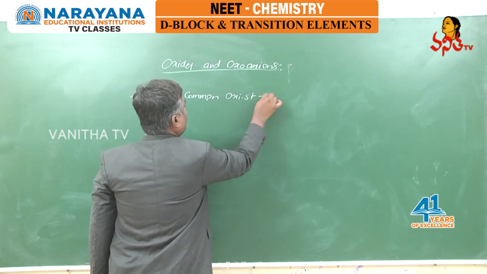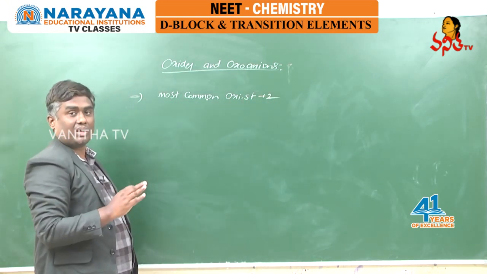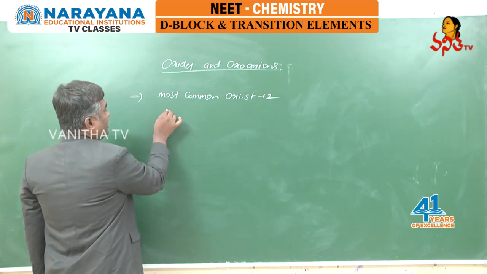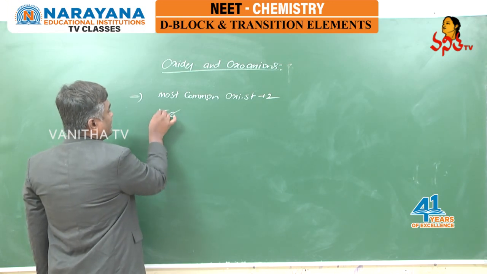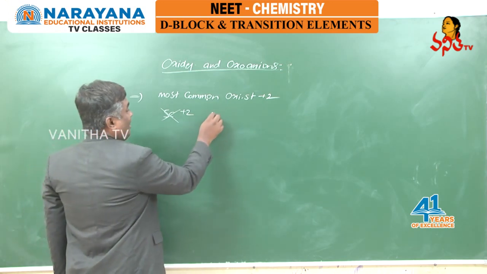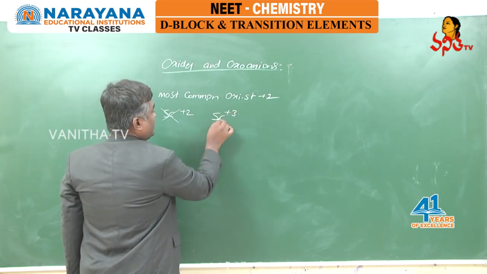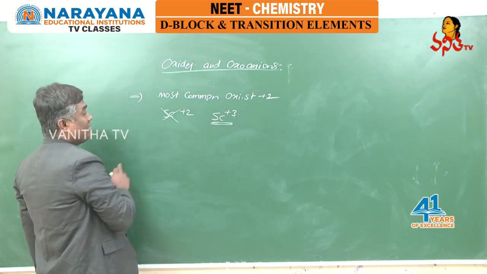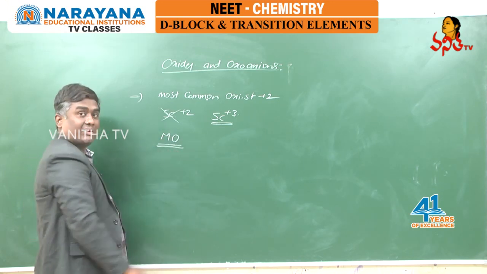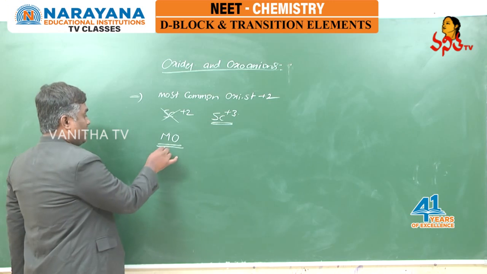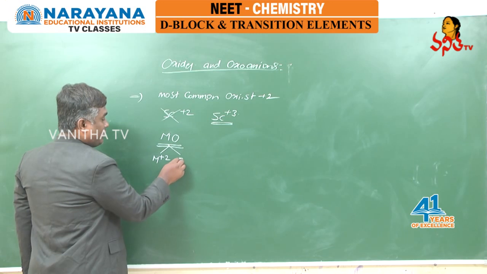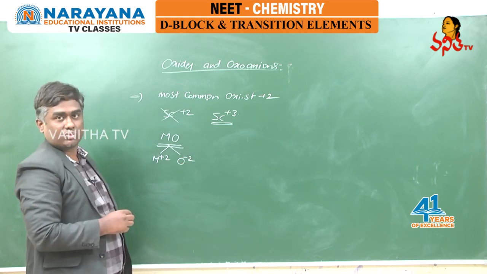oxidation state is +2. For D block elements, the most common oxidation state is what say? +2 oxidation state. And that +2 oxidation state is not exhibited by scandium. That means scandium +2 is not possible, because the oxidation state possible for scandium is what say? +3. Because of this reason, all D block elements can form oxides with the formula MO, in which a D block element, or we can say transition element, is exhibiting +2 oxidation state because oxygen is exhibiting -2 oxidation state.